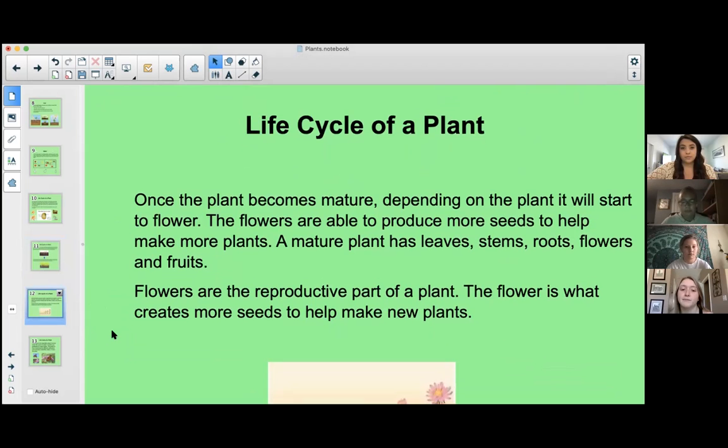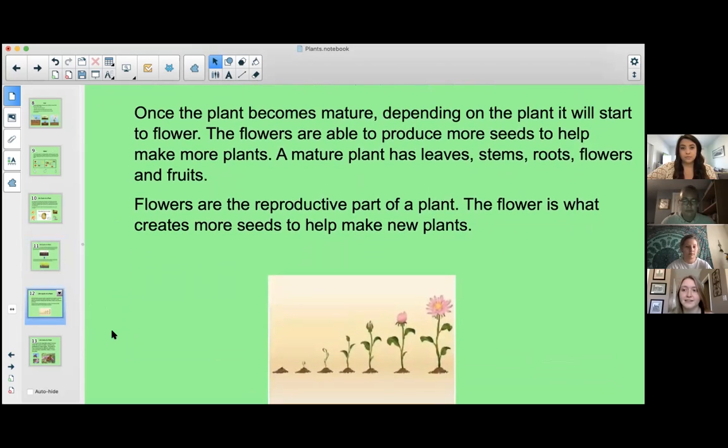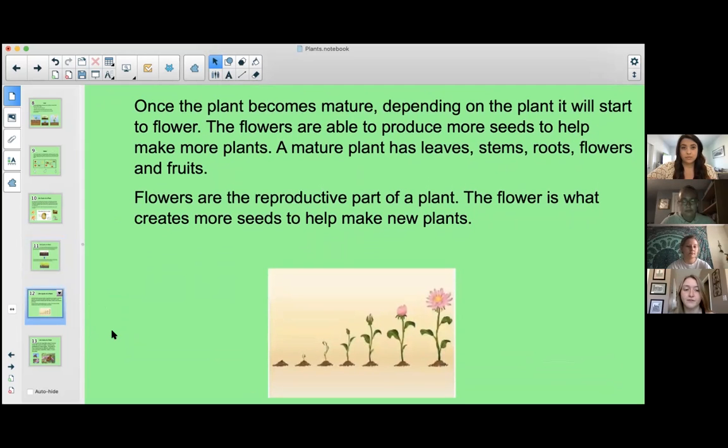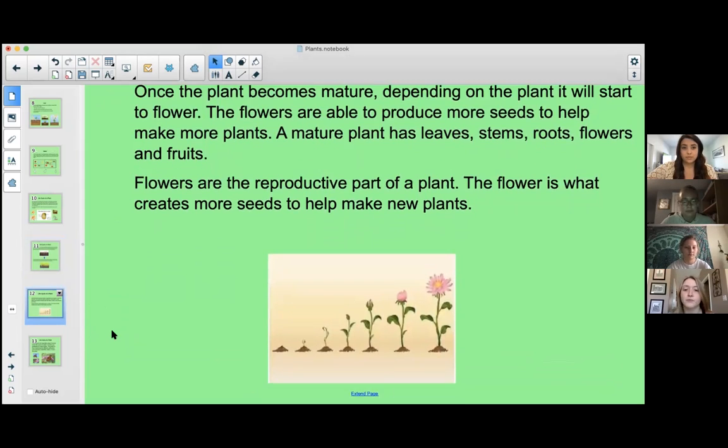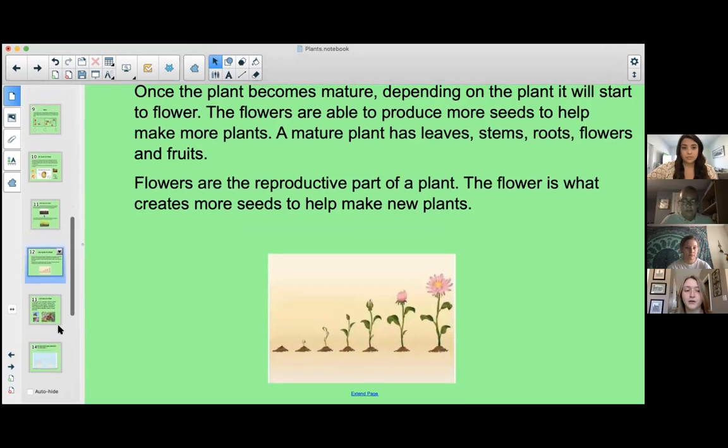Once the plant becomes mature, depending on the plant, it will start to flower. The flowers are able to produce more seeds, which help make more plants. A mature plant has leaves, stems, roots, flowers, and fruits. Flowers are the reproductive part of a plant. The flower is what creates more seeds to help make new plants.